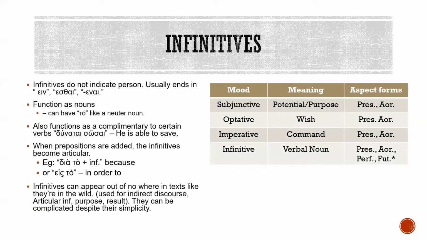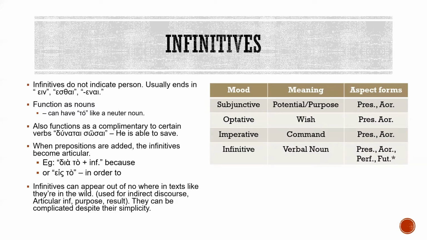Infinitives are the only verbs in Greek that do not indicate person. They usually end in ein, or esthai, or einai. Infinitives commonly appear seemingly out of nowhere in the text, since infinitives can function as nouns or have a complementary function to certain verbs, such as dunatai sosai, he is able to save.